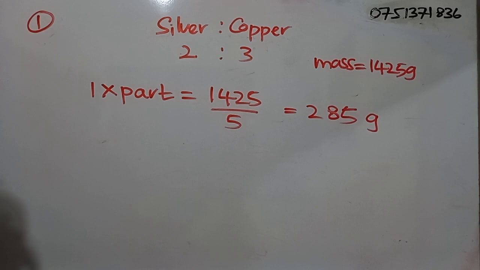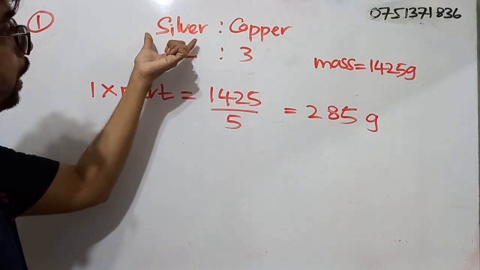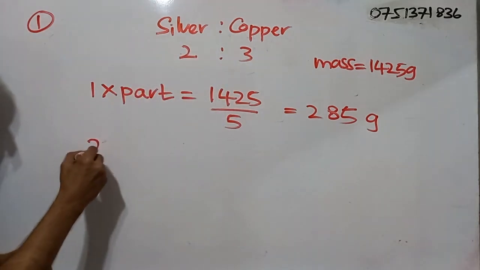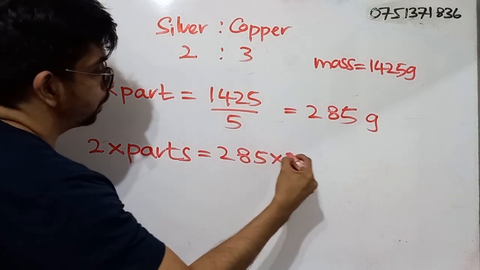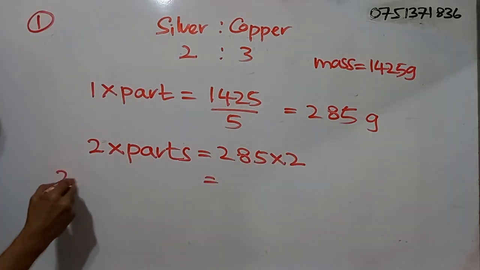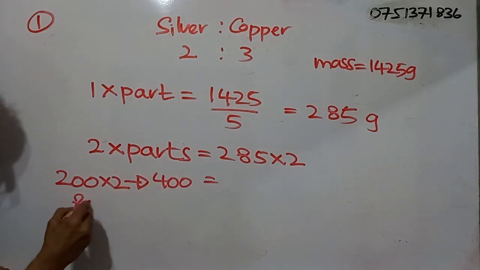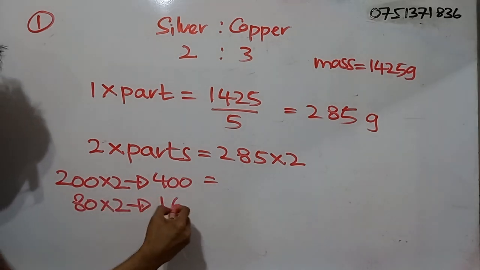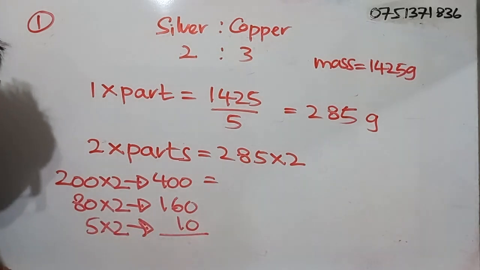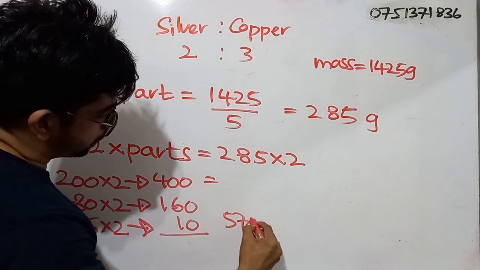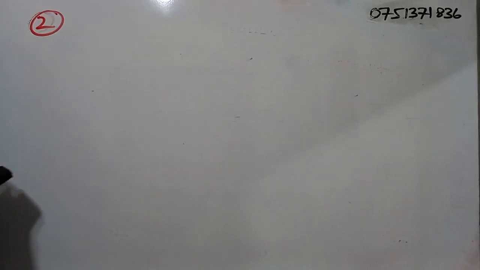So they are asking the amount of silver, no? So how many parts are there in the ratio regarding silver? We have 2 parts. We need to calculate the value of 2 parts. That means 285 into 2. So 200 into 2, we know that is 400. 80 into 2 is 160. 5 into 2 is 10. So altogether, how many are there? We have 570 grams. So this is equal to 570 grams.